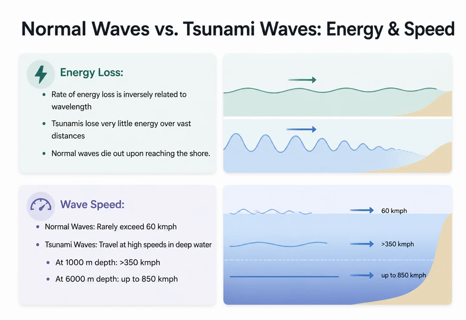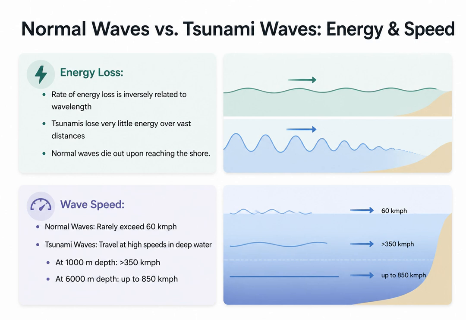Because the rate of energy loss in a wave is inversely related to its wavelength, tsunamis lose very little energy as they travel across entire oceans. While normal waves simply die out on the shore, tsunamis carry immense destructive energy inland. Furthermore, normal waves rarely exceed speeds of 60 kilometers per hour.